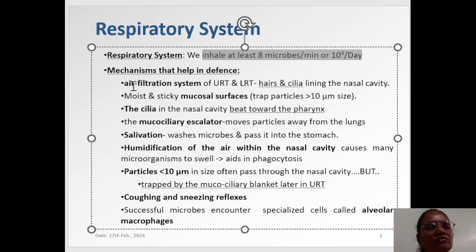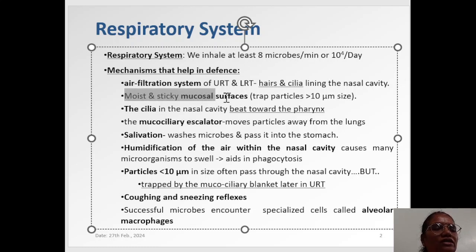The first and foremost is the air filtration system, which is functional in our upper respiratory tract and lower respiratory tract due to hairs in the nasal tract and cilia throughout the lining of the nasal cavity. Both of these filter out the larger particles trying to enter our respiratory tract, and the sneezing activity will try to remove this material forcefully out of this area.